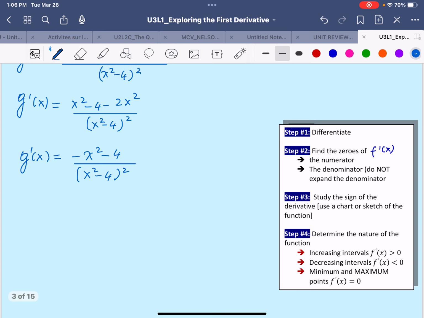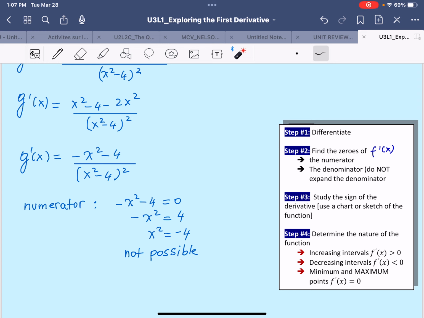So to determine the sign of an expression, we need to start off by finding the zeros of it. So for the numerator, we have negative x squared minus 4. We'll make that equal to 0, which means that negative x squared must be 4, or x squared must be negative 4. Now, as you can see, this is not possible, which means that there are no zeros to the numerator.